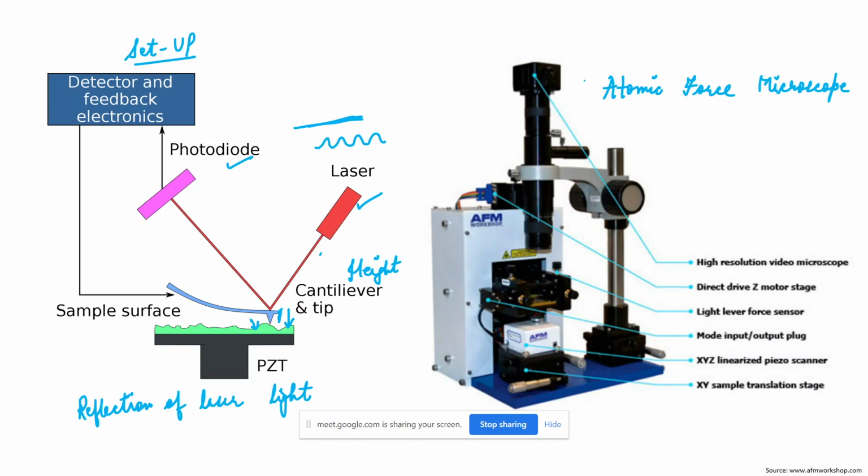If we look at how a basic AFM microscope looks like, in modern day microscopes we usually have high resolution video cameras so that you can record whatever you're seeing through your objective. And then we have a Z stage. Z stage meaning it can move in all three directions, X, Y, and Z. Then we have a lever force sensor.